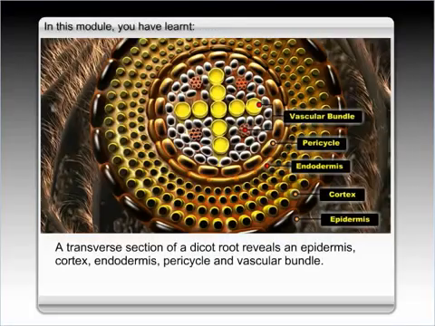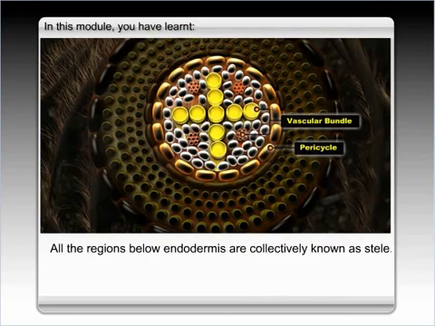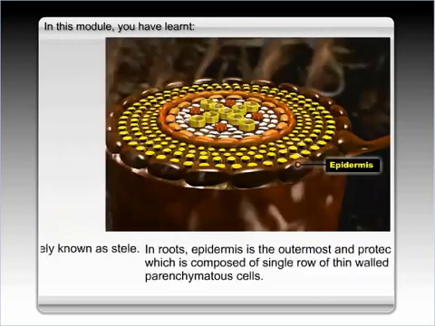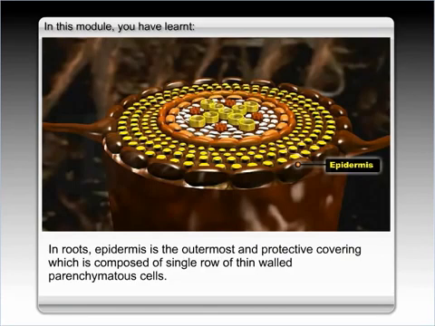In this module you have learned a transverse section of a dicot root reveals an epidermis, cortex, endodermis, pericycle and vascular bundle. All the regions below endodermis are collectively known as stele. In roots, epidermis is the outermost and protective covering which is composed of a single row of thin-walled parenchymatous cells.